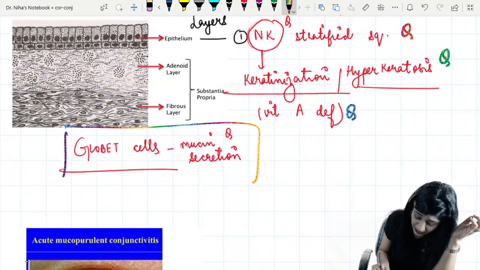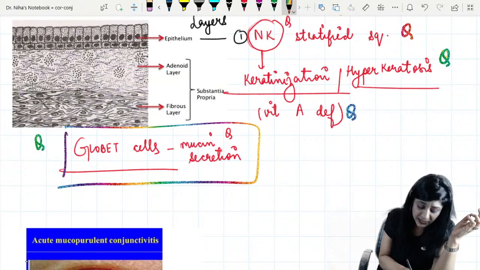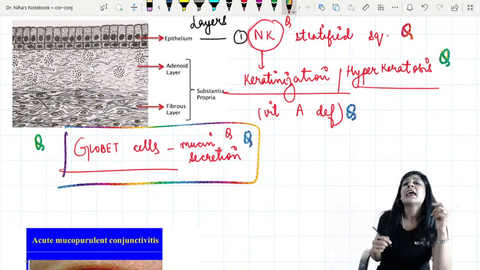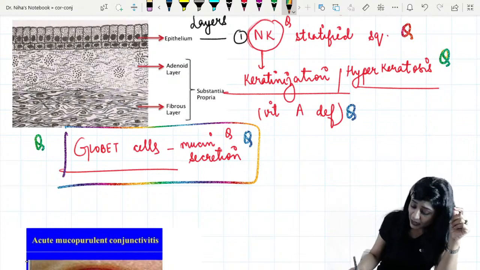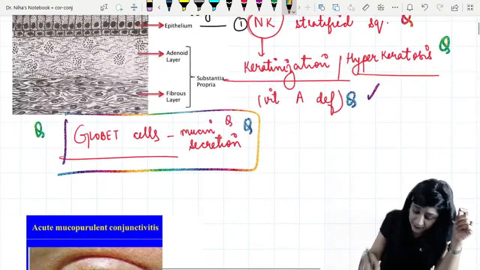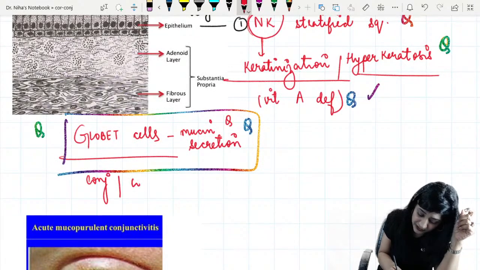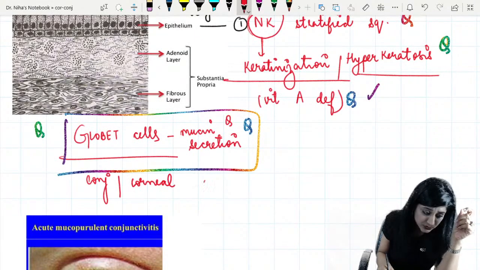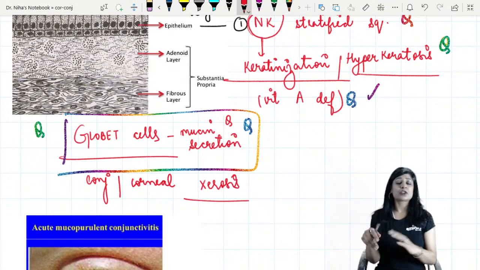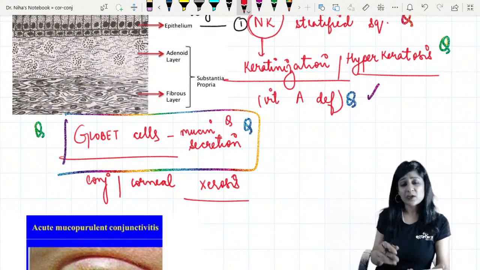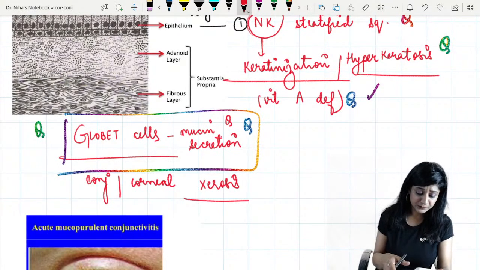Why? Whenever we have a problem with the goblet cells, what is the action of goblet cells? Where do we have the goblet cells? And whenever I have a problem or I have vitamin A deficiency, that is why we will have conjunctival as well as corneal xerosis. Xerosis means drying. Is this clear, guys? Up till now, any question? Please keep on commenting.